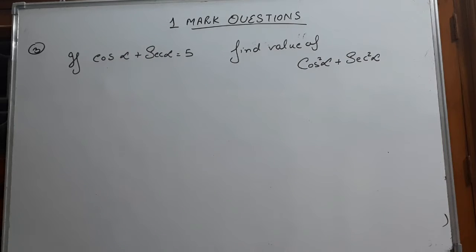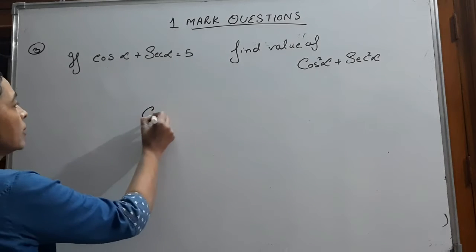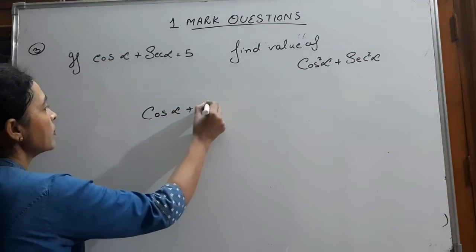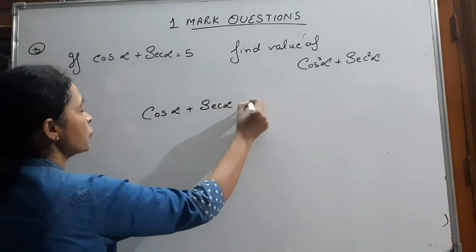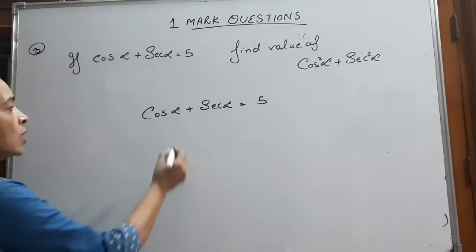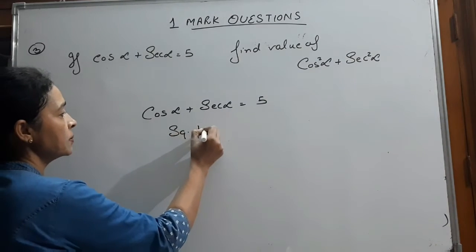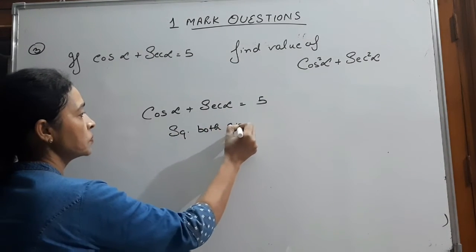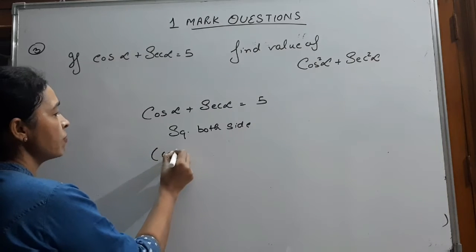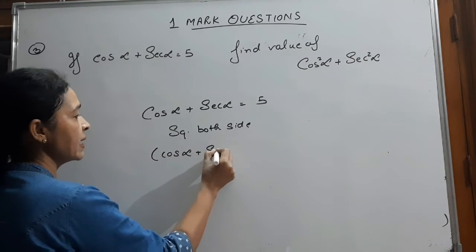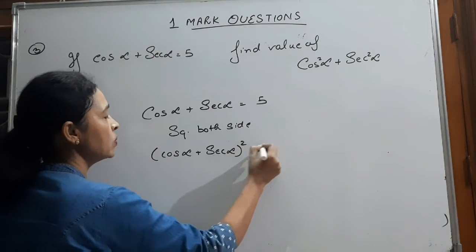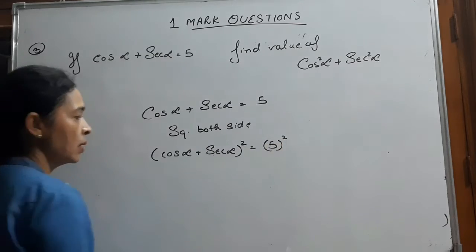If cos alpha plus sec alpha equals 5, find the value of cos square alpha plus sec square alpha. We will take cos alpha plus sec alpha equals 5. It is given. Squaring both sides, we have cos alpha plus sec alpha whole square equals 5 square.